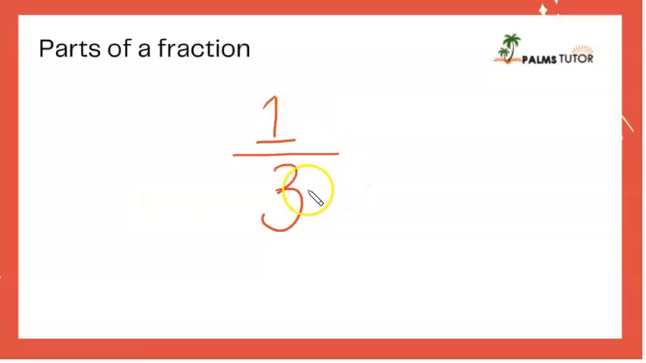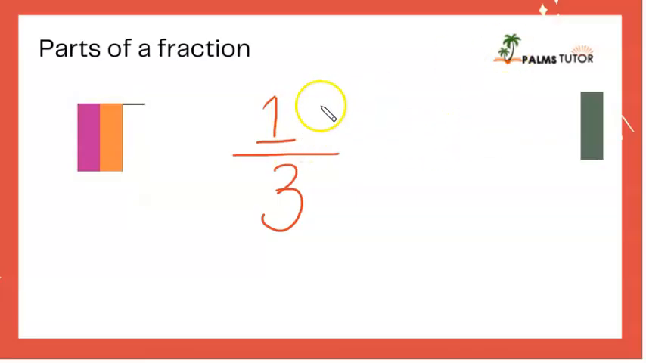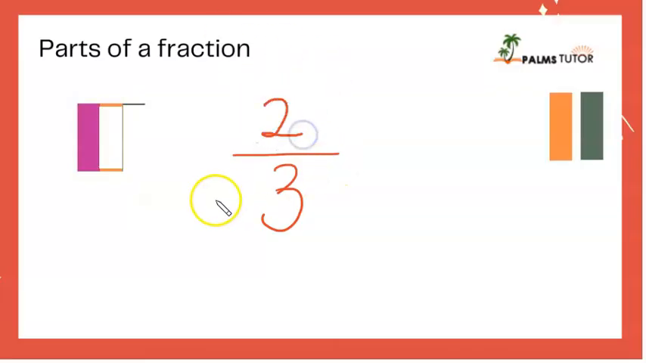1 over 3. What does this mean? This tells us that there is a whole that has been divided into 3 parts. And what we have, or what we are laying emphasis on, or what we are asking question about is 1. What this means is that I have 1 out of 3. Okay, now I have how many? 2 out of 3.